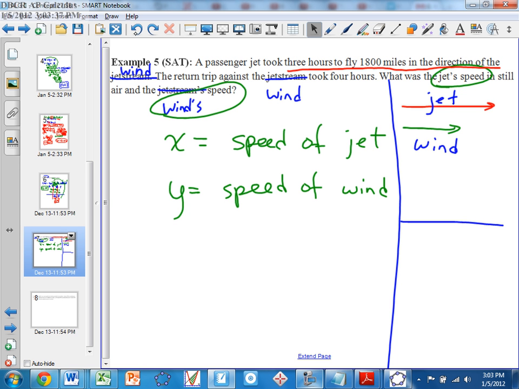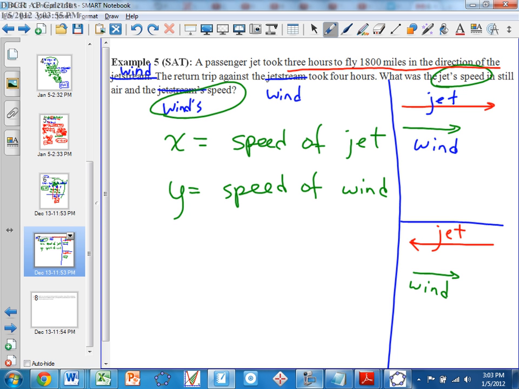On the way back, the wind is still acting to the right. The wind is still acting this way. But now which way are you flying? Going that way, going to the left. So this is opposing your motion, isn't it? So again, this is helping me along. This is not helping me along.